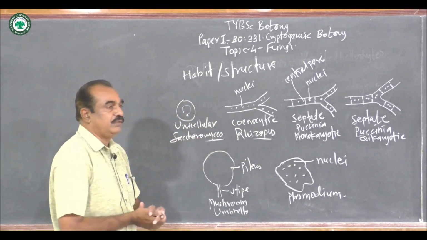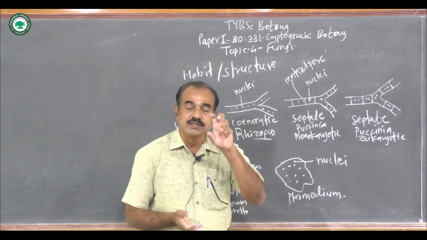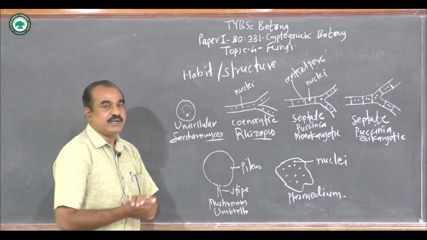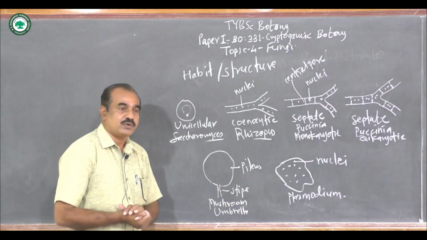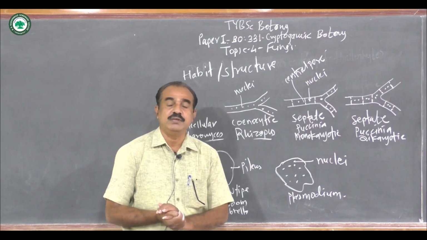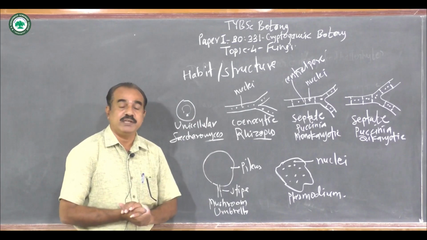So number one, that is the unicellular. That means it is a non-mycelial. It is formed by a single cell only. For example, that is the Saccharomyces. In the Saccharomyces, which is also called the yeast, the plant body, the fungus, is formed by only a single cell. Now there are some mycelial structures also found in fungi.